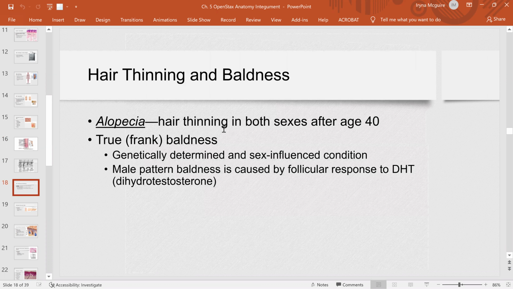Alopecia is hair thinning in both sexes after age 40, and true or frank baldness is when we have genetic predestination to be bald, pretty much, some of us, right? And it can be with males and females. Male pattern is also caused by testosterone. So it's genetically determined, but it's also sex influenced.